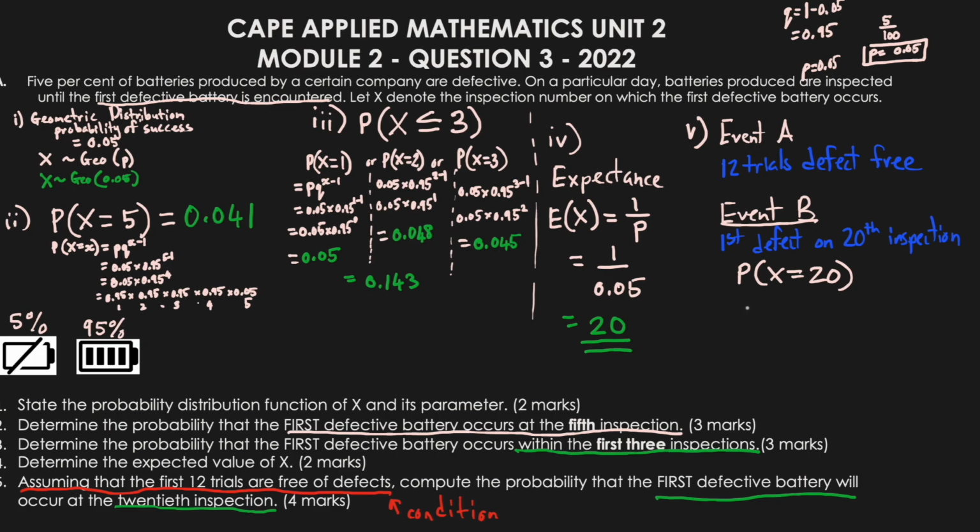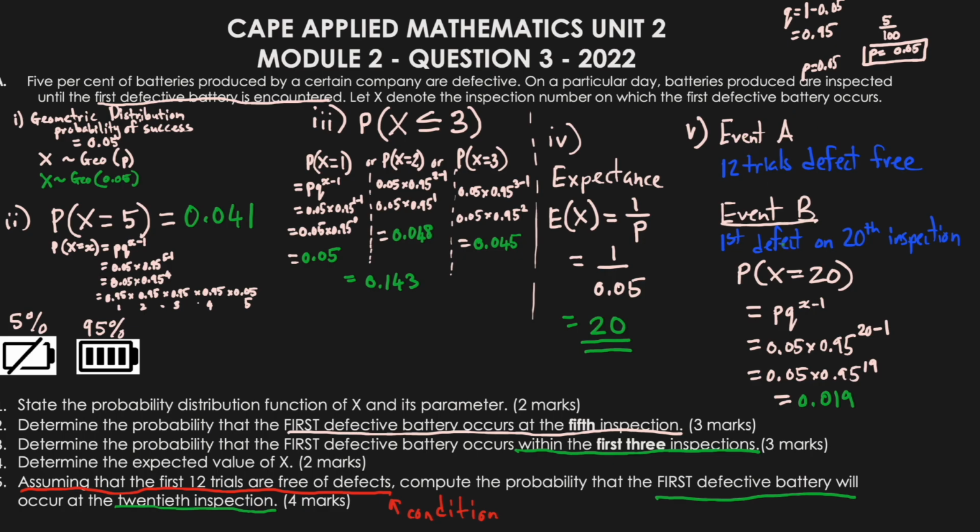So what we're saying here is that the probability for this one would be equal to p q to the power of x minus 1, the same formula. So in this case, it's going to be 0.05 times 0.95 to the power of 20 take away 1. So therefore, we'll say that 0.05 times 0.95 goes to the power of 19. This here will give us 0.019. That's just the probability of event B.